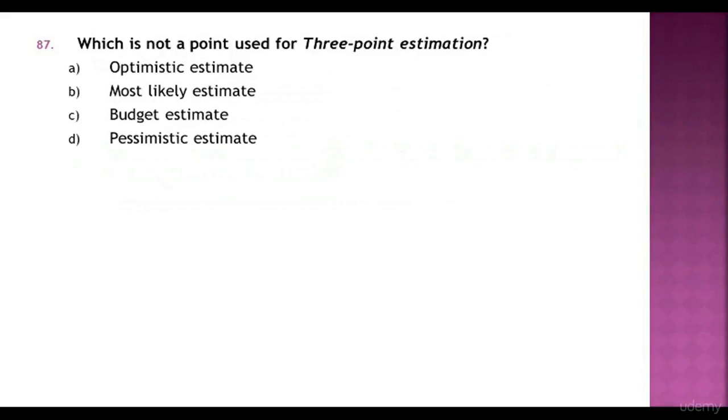Question 87. Which is not a point used for 3-point estimation? Optimistic estimate, most likely estimate, budget estimate, pessimistic estimate. Answer C is the correct choice. Budget estimate.